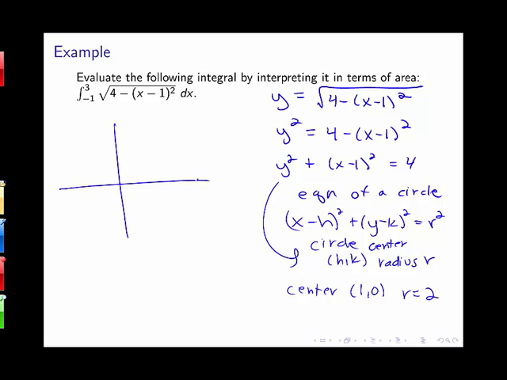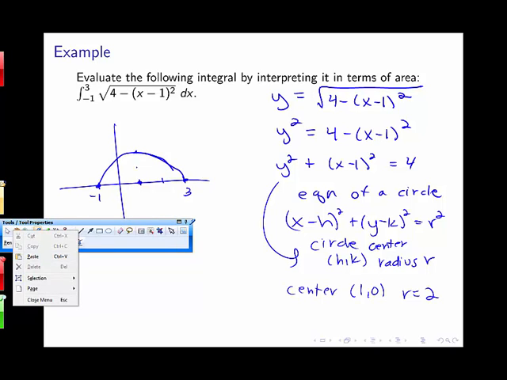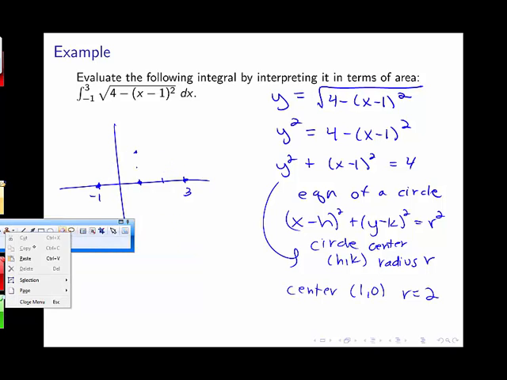So we can go ahead and sketch this. 1 comma 0 is my center. It has a radius of 2, so it'll go out here to negative 1 and to 3, and also a radius of 2, so we'll go up here. So roughly we have something like this. Let me try that one more time.